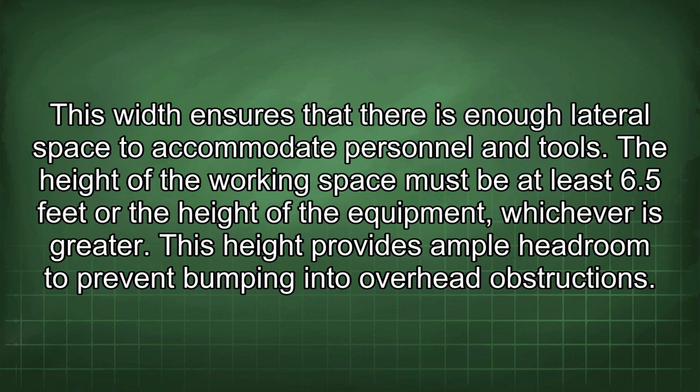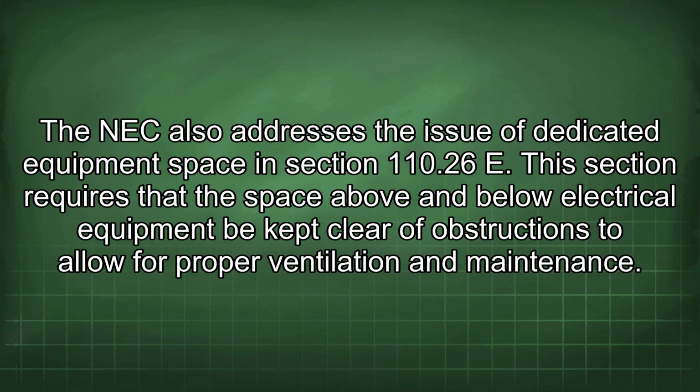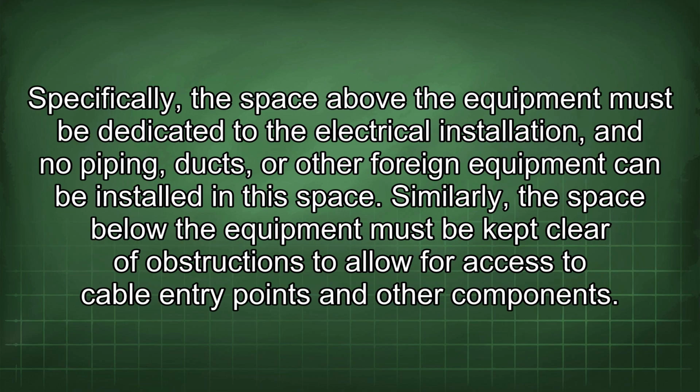The height of the working space must be at least 6.5 feet, or the height of the equipment, whichever is greater. This height provides ample headroom to prevent bumping into overhead obstructions. The NEC also addresses the issue of dedicated equipment space in Section 110.26(E). This section requires that the space above and below electrical equipment be kept clear of obstructions to allow for proper ventilation and maintenance. Specifically, the space above the equipment must be dedicated to the electrical installation, and no piping, ducts, or other foreign equipment can be installed in this space.